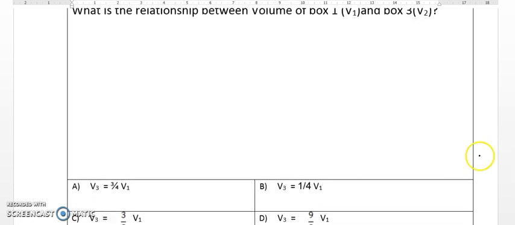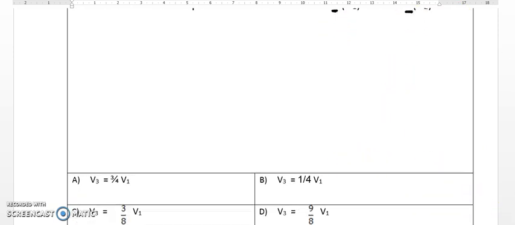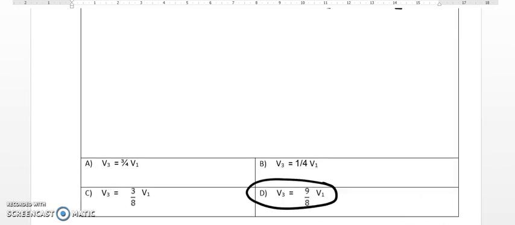Okay, box 1 and box 3. If you see box 1, box 3, the answer is 9 over 8.